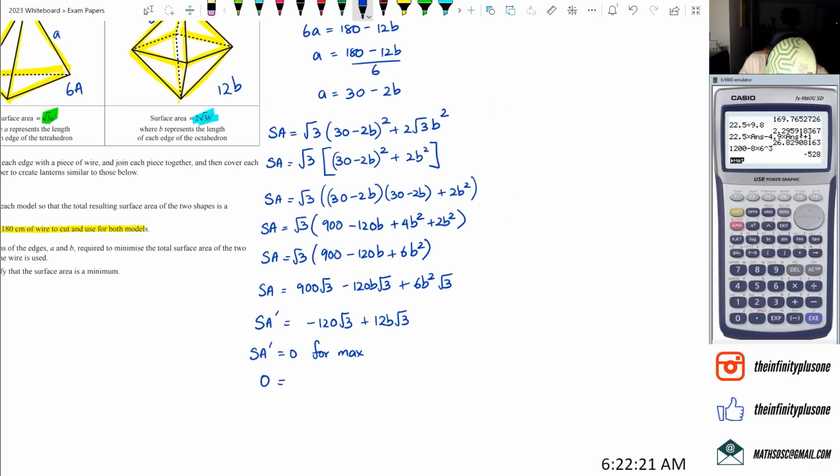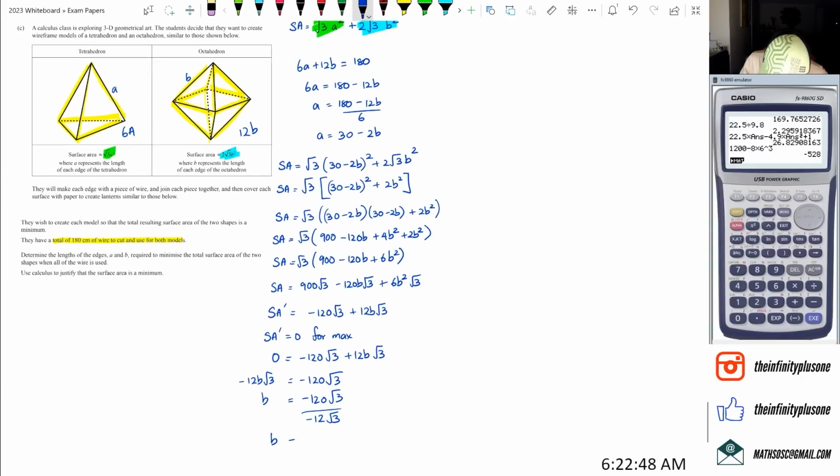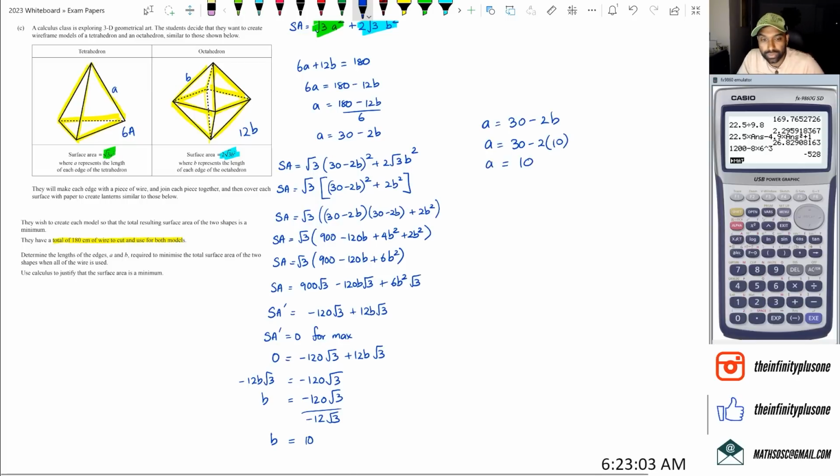So we're going to get 0 is equal to negative 120 square root of 3 plus 12b square root of 3. Rearranging this, we get negative 12b square root of 3 equals negative 120 square root of 3. B is equal to 10. So if B is equal to 10, we can go back and find out what A is. A is 30 minus 2 times 10, so A is also equal to 10.